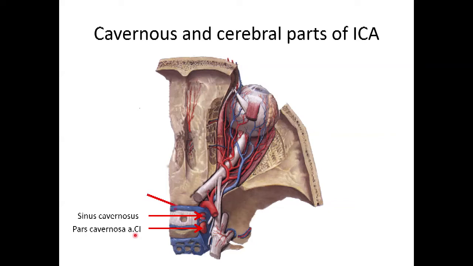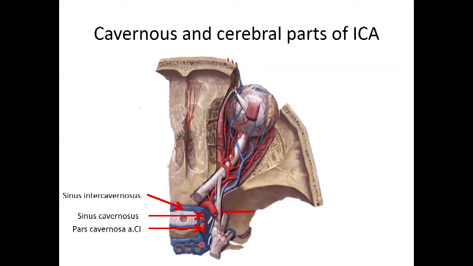And what else can we find? It's sinus intercavernosus. So between the right and left sinus cavernosus, there is an anastomosis, sinus intercavernosus, for making equal blood supply on both sides, in right and left.